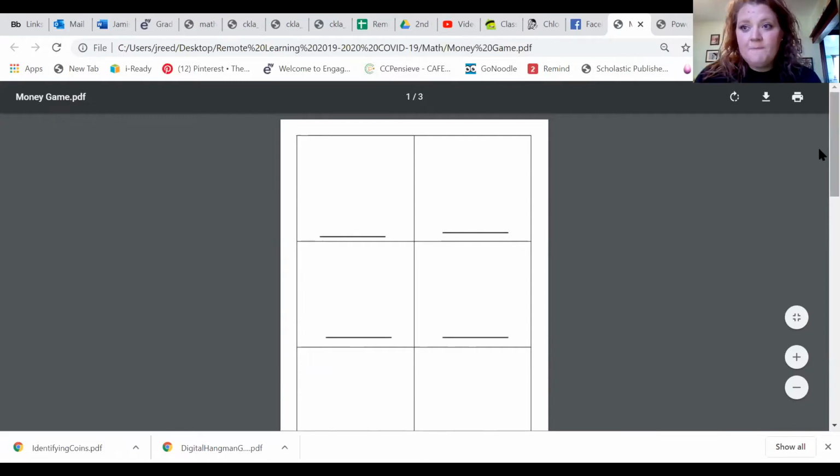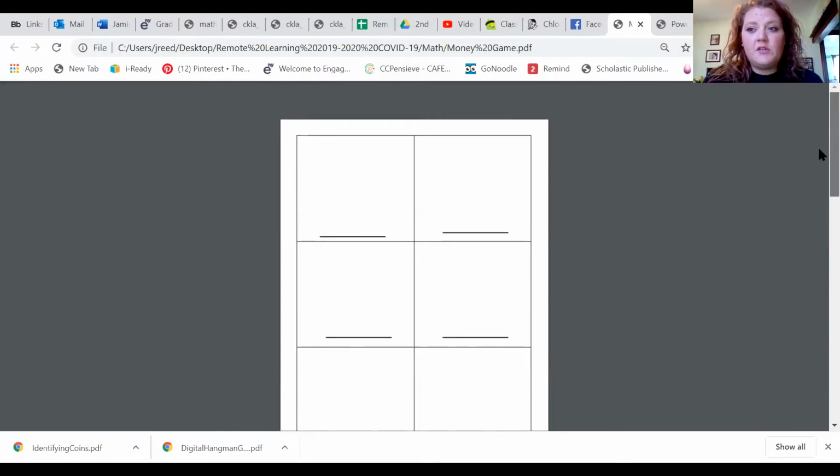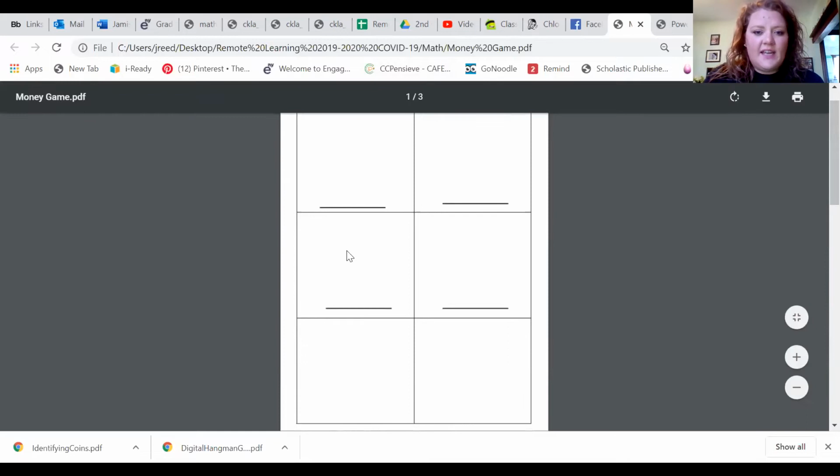1, 2, 3, 4, 5, 6 squares. Now, this is going to be your playing mat. This is what you're going to use when you build your values here. And on these lines here, I'm not sure what happened to the lines down here, but you can just write the total number that you're going to make.